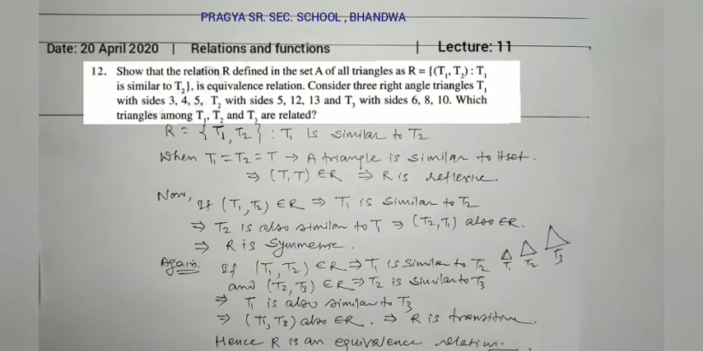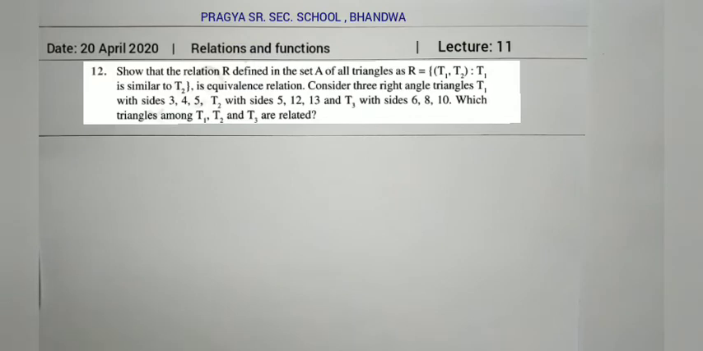What is the second part? C. In its second part, it is given: consider three right angle triangles, T1 with sides 3, 4, 5, T2 with sides 5, 12, 13 and T3 with sides 6, 8, 10. Which triangles among T1, T2 and T3 are related? You can see T1 has sides 3, 4 and 5 and T3 has sides 6, 8 and 10. In this case, our triangle is similar to another triangle. So you can easily see that for T1 and T3 corresponding sides are proportional.